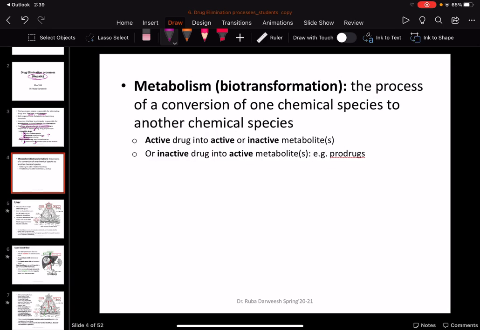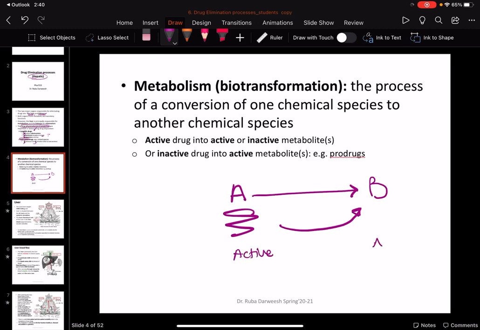example. Okay, when we are talking about metabolism, we keep reminding ourselves with this, which is one of the main examples that we had, in which we have irreversible transfer or conversion of our entity of interest to another one, and it's irreversible. It's either active drug to active metabolite or inactive metabolite. Could be also inactive to active metabolites, such as prodrugs, for example.